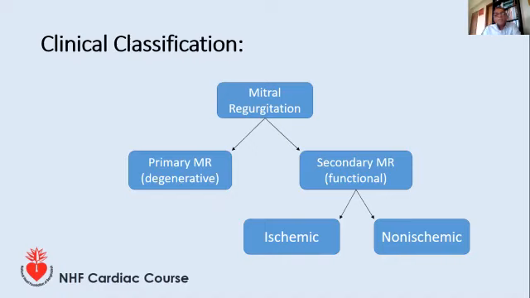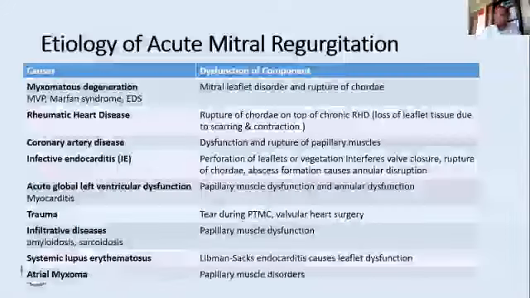Clinically, mitral regurgitation can be classified as primary MR and secondary MR, and secondary MR can be further classified as ischemic causes and non-ischemic causes. And depending upon the type of onset, it can also be classified as acute and chronic MR.